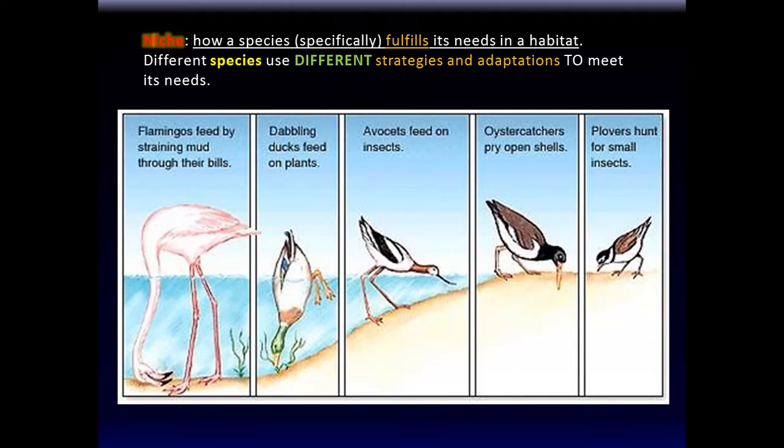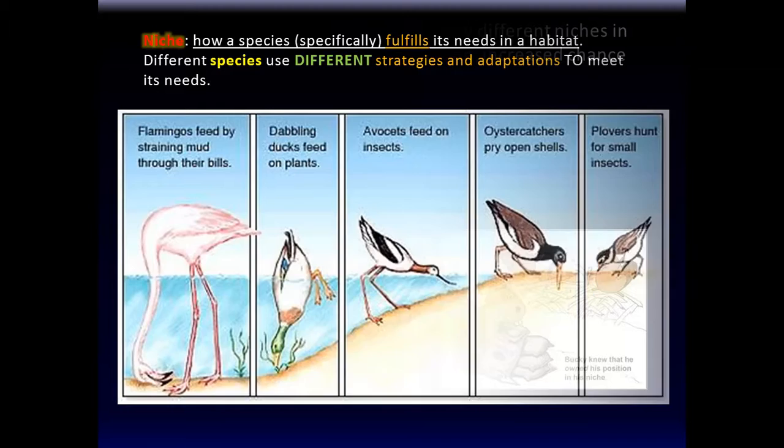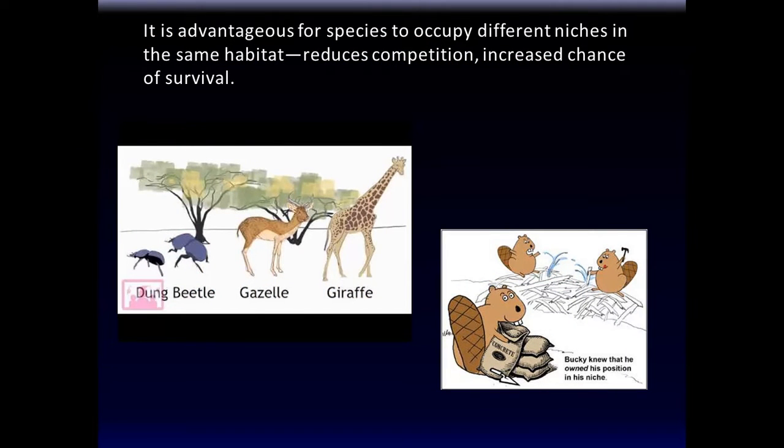Okay, so if you look at an environment, it's not that every organism is fighting every other. In fact, most organisms in the environment are not competing with other organisms. Non-competition is more common than competition. Does that make sense? So it is, of course, advantageous for species to occupy different niches, different roles in the same habitat, which reduces competition and increases the chances of survival for that given species, right?